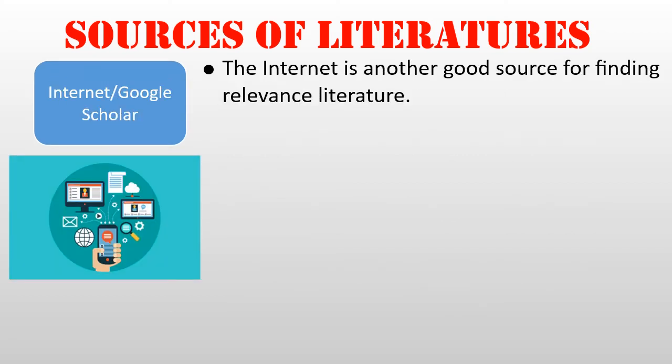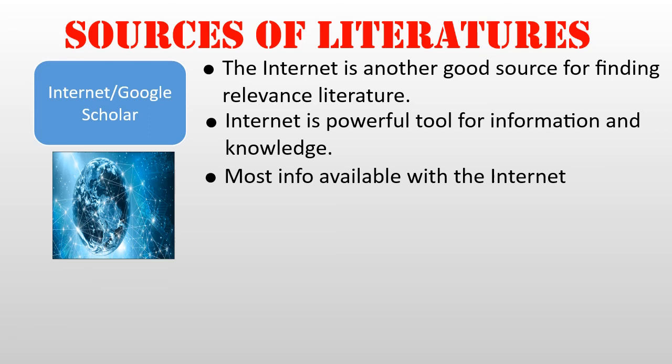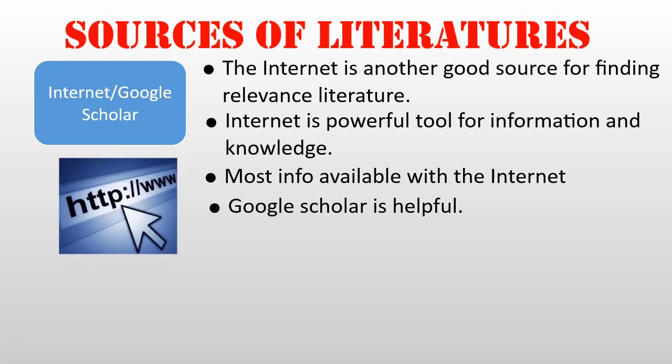The sources of literature could be obtained from the internet. As we see, the internet is one of the most powerful mediums of information and knowledge available nowadays. It is the fastest growing source of information. Most of the information which we need about something could be attained from the internet. The Google Scholar website is an example of an internet platform which could be helpful for you as a researcher to identify relevant articles related to your research.